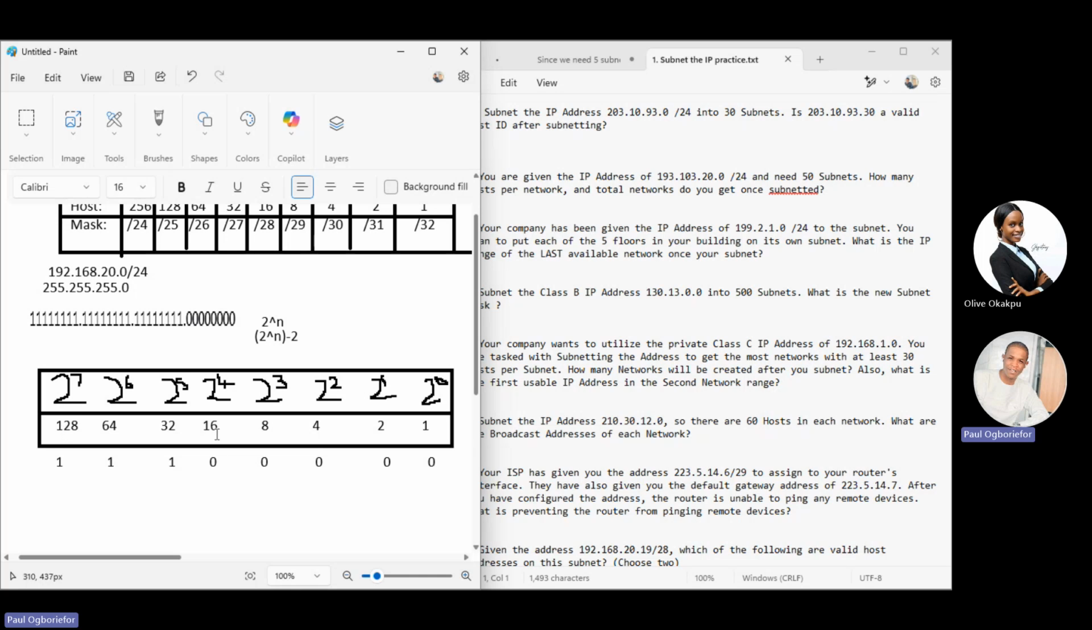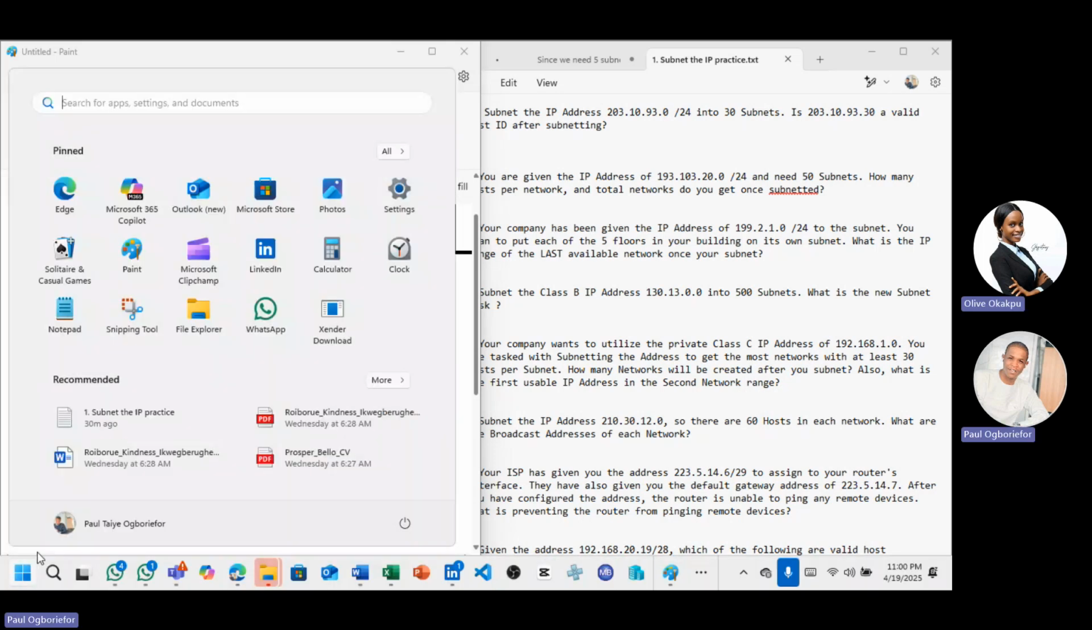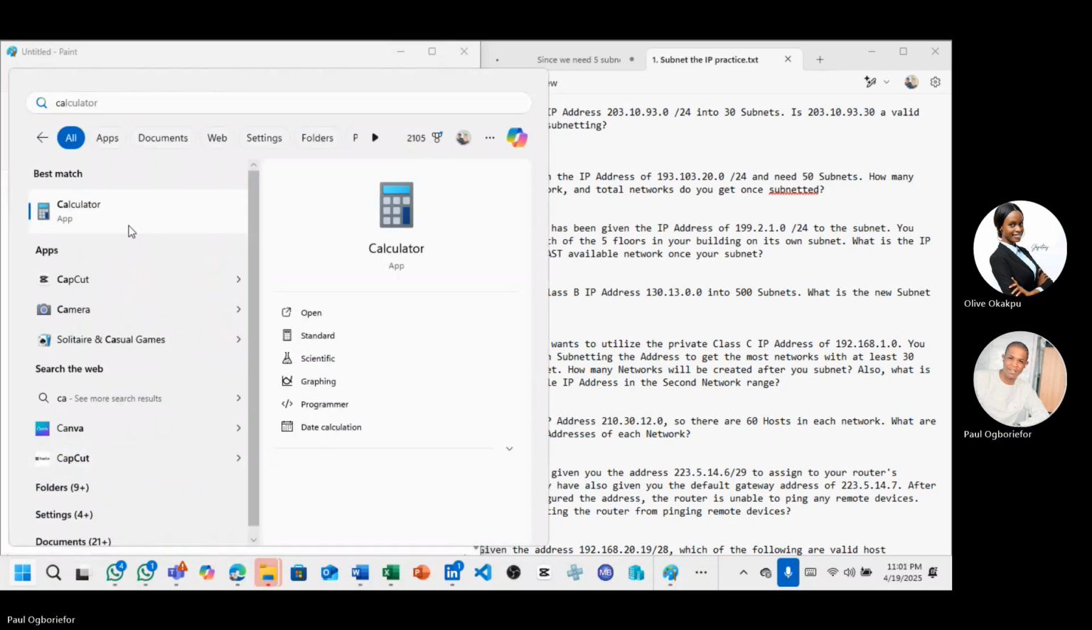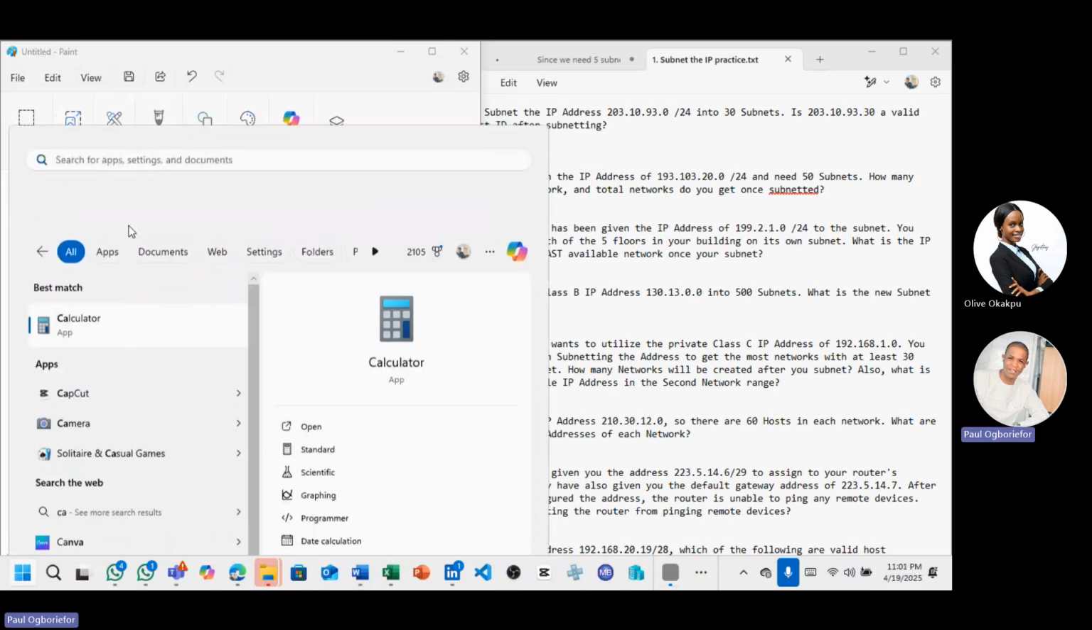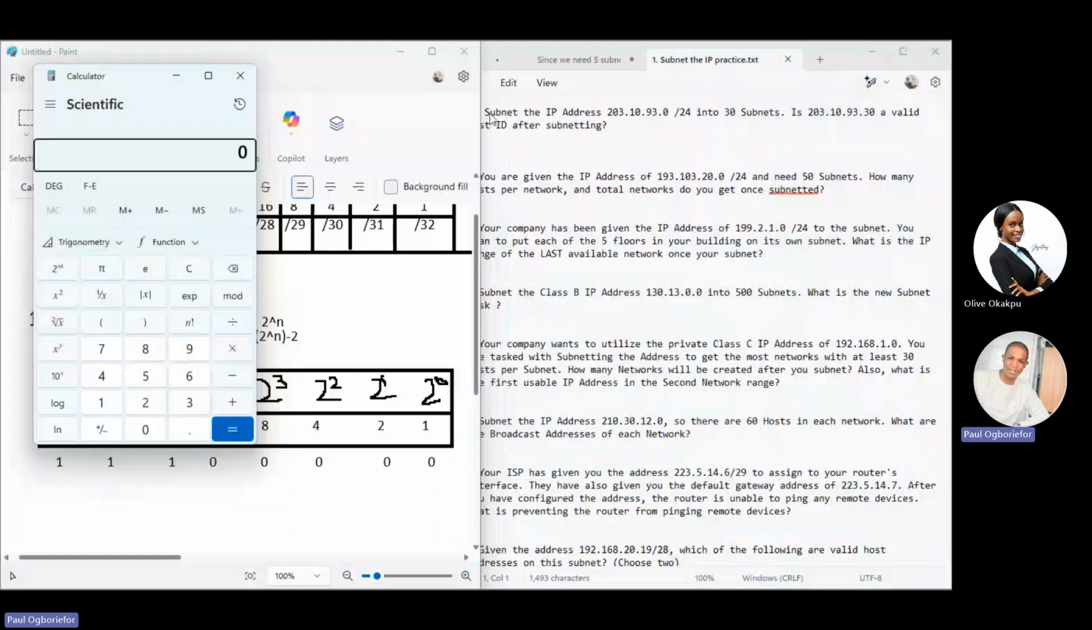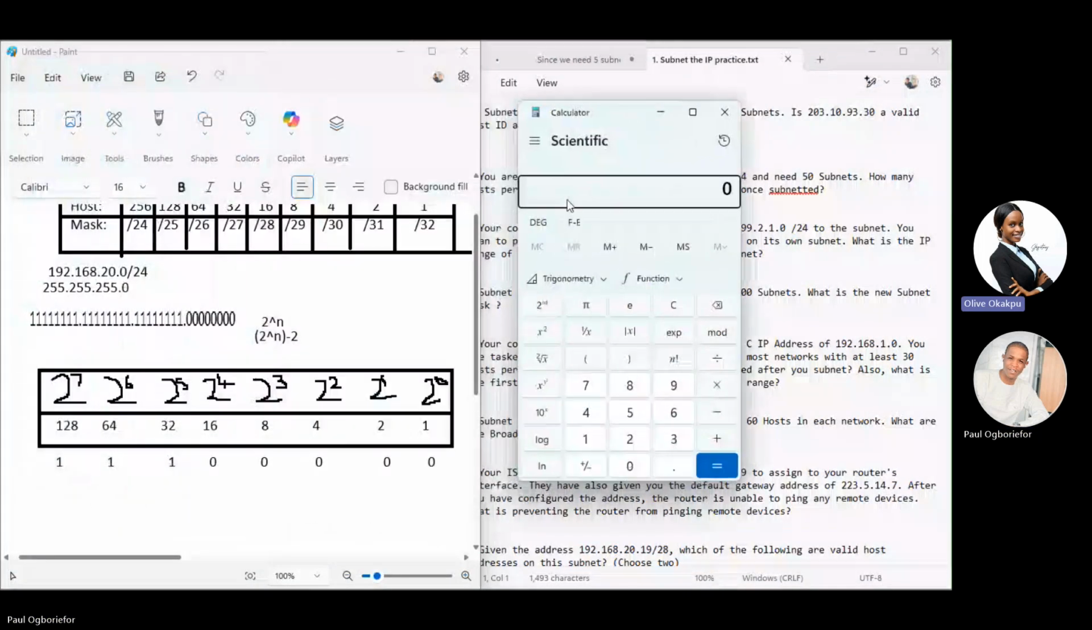Tell me the answer quickly. Let me open my calculator. It's simple math, right? So it will not take a whole lot of time. So tell me the number. 128 plus 64 plus 32.